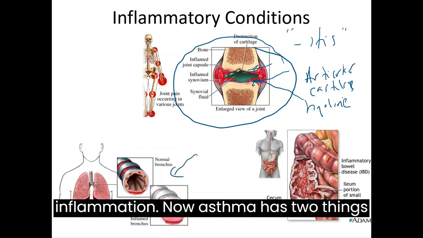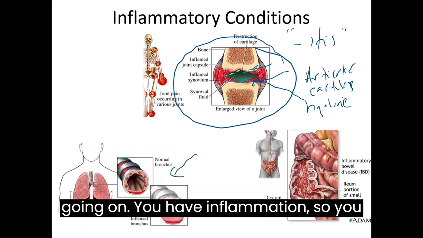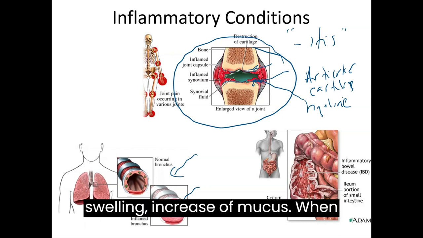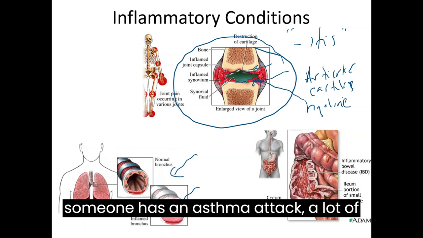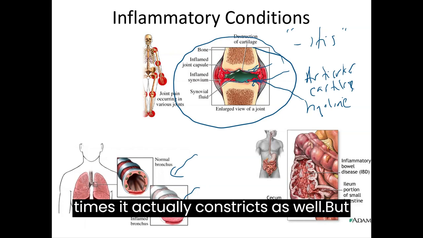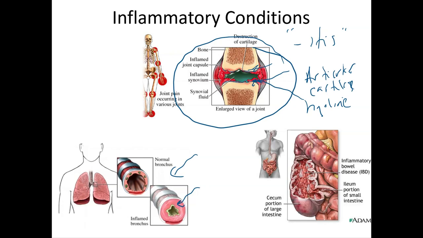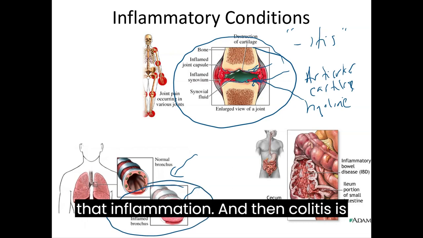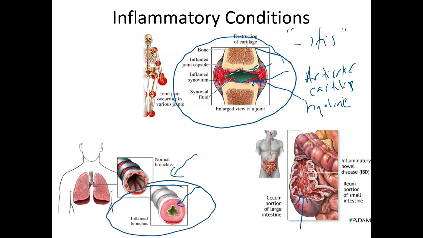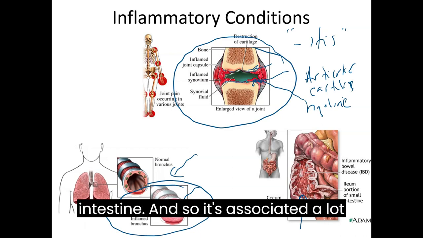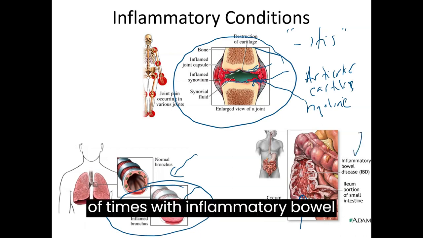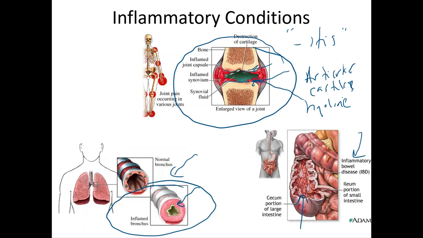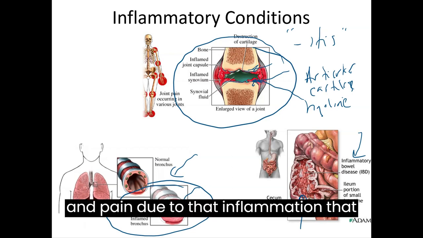Now, asthma has 2 things going on. You have inflammation, so you get kind of inflamed bronchi, and you get swelling, increase of mucus. When someone has an asthma attack, a lot of times it actually constricts as well. But a lot of people with asthma have to take daily medication to try to treat that inflammation. And then colitis is when you get inflammation in your large intestine. And so it's associated a lot of times with inflammatory bowel disease. So you can have intense cramps and pain due to that inflammation that occurs.